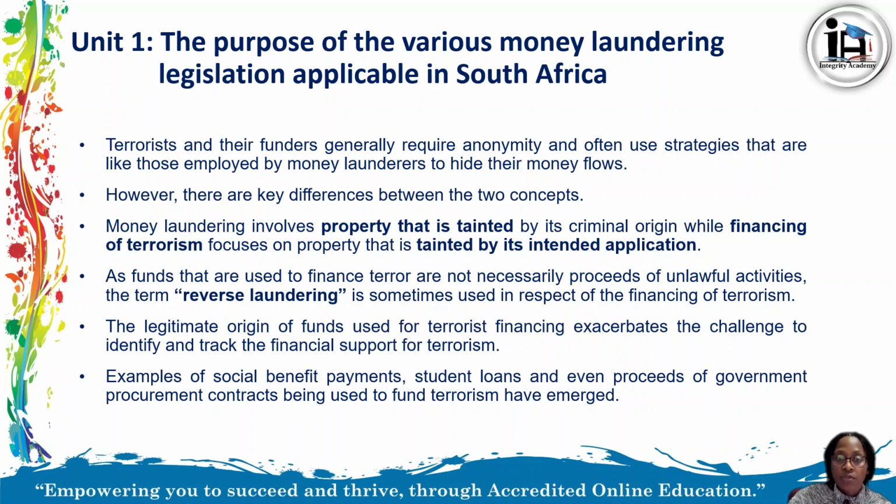As funds that are used to finance terror are not necessarily proceeds of unlawful activities, the term reverse laundering is sometimes used in respect of the financing of terrorism. The legitimate origin of funds used for terrorist financing exacerbates the challenge to identify and track the financial support for terrorism. Examples of social benefit payments, students' loans, and even proceeds of government procurement contracts being used to fund terrorism have emerged.